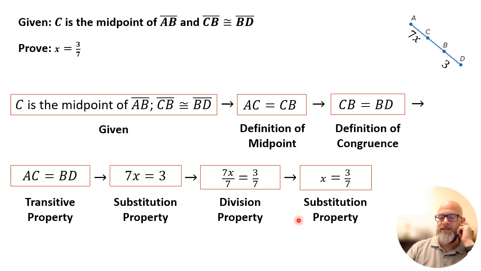x equals 3/7. Notice you end your proof just like you did every other step. You just write your justification, your reason for each step. You don't write end of proof. You don't write proven or any such thing. But of course, you have reached what you were trying to prove. All right, next.